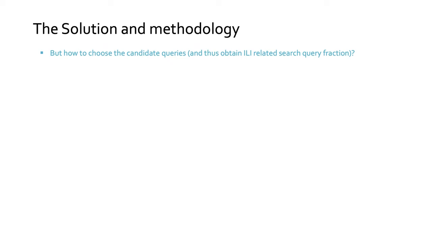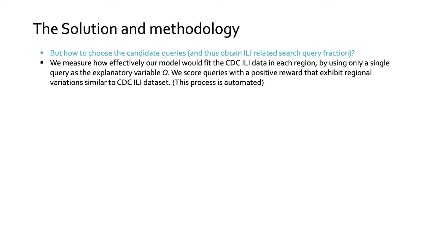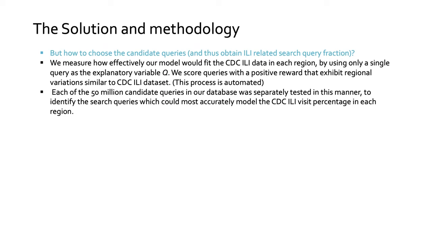But still, the first challenge that we saw earlier was how to choose the candidate queries, the queries that can most accurately identify and help us build this model. For this, we first apply our model and see how it fits the CDC ILI data corresponding to a particular region, using only a single query as an explanatory or independent variable Q. We score the queries with positive rewards that exhibit regional variations similar to the CDC dataset, and we repeat this process on the entire set of queries that we have. In this manner, we can come up with the most accurate search queries or search topics that can help us in building this model.